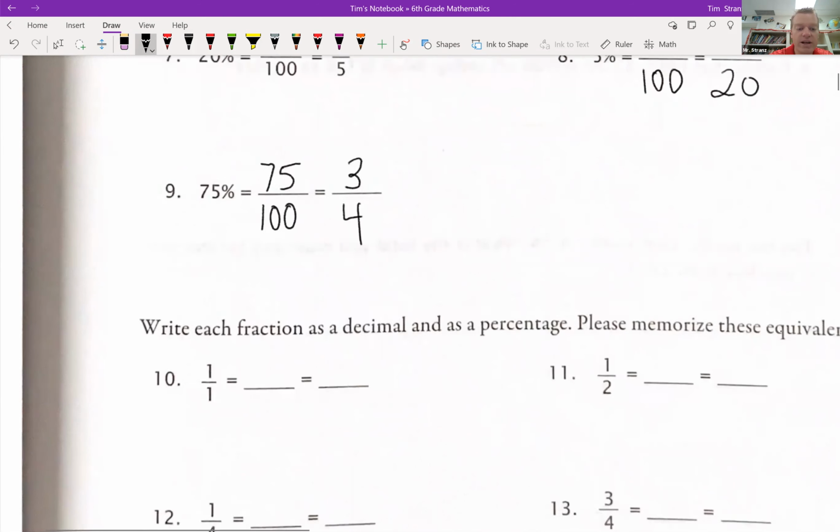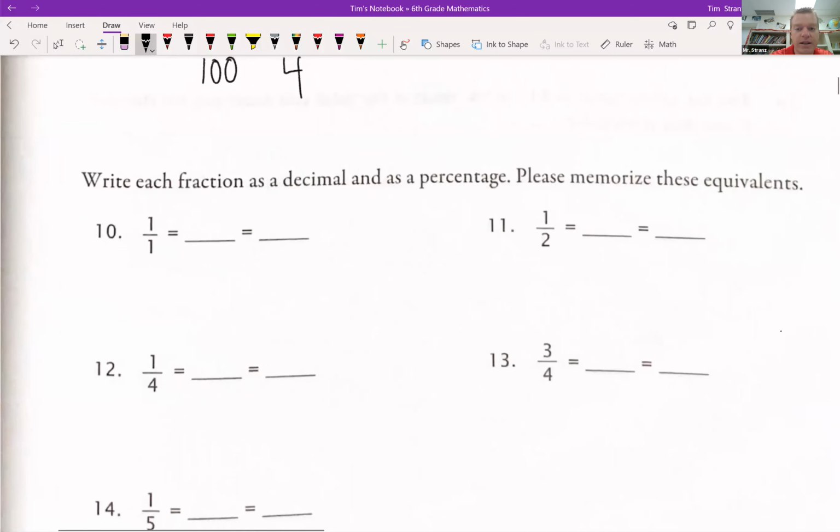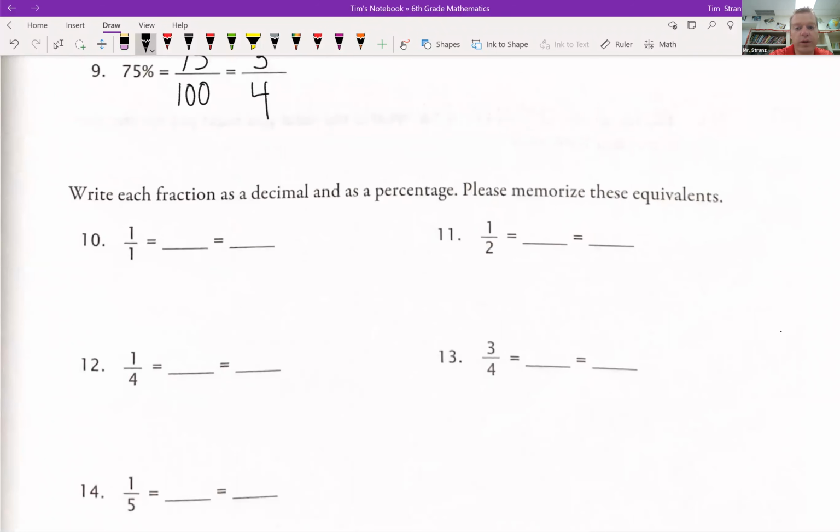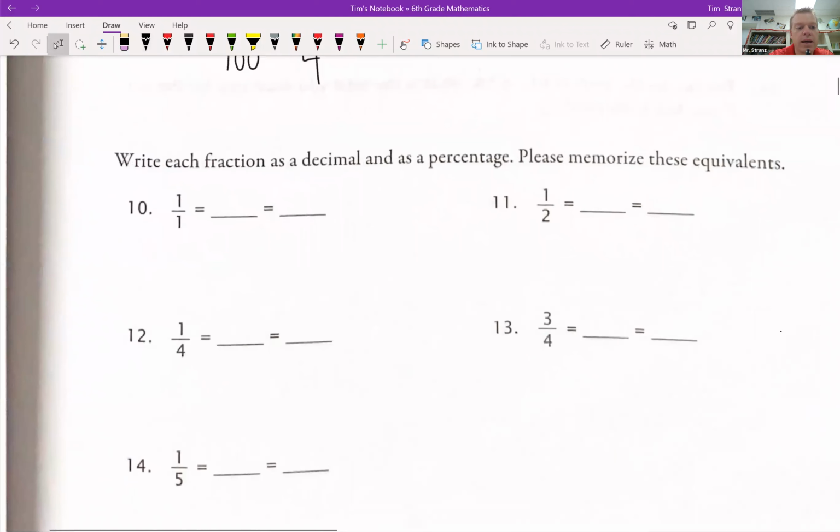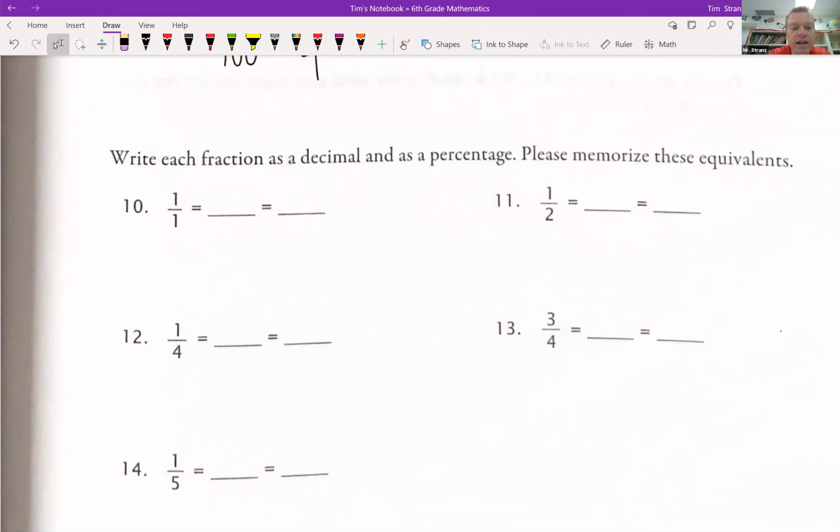Let's look at number 10. Write each fraction as a decimal and a percentage. Please memorize these equivalents. For number 10, we're going to write each fraction as a decimal. So 1 over 1, anything over the same number is just going to be the number 1. So 1 would be my decimal. As a percent, when we make a decimal into a percent, we're going to move the decimal 2 places to the right. So this would become 100%.